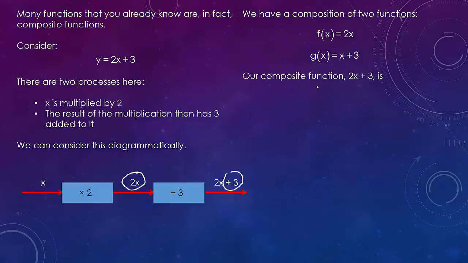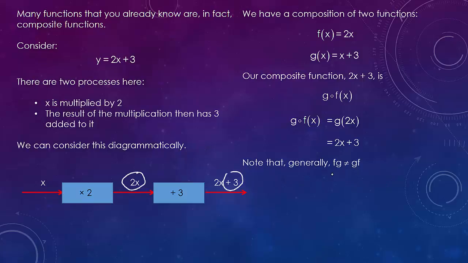Our composite function, 2x plus 3, is what's known as g of f of x. So g of f of x means that we do g to 2x. So f of x is 2x. So we do f of x first, giving us 2x. And then we take g of that, which is 2x plus 3, because g just adds 3 to whatever is input.